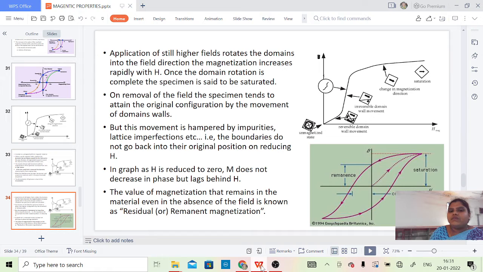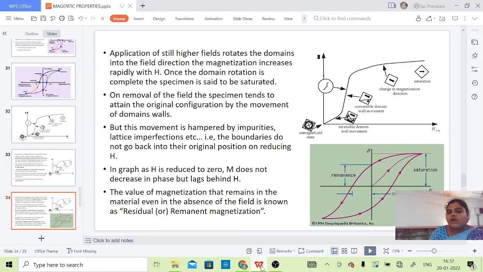Once we remove the field, the specimen tends to attain the original position by the movement of domain walls again. But this movement is hampered by impurities, lattice imperfections, etc. That is, the boundaries do not go back into their original position on reducing H, because here H is reduced to 0. M does not decrease in phase but lags behind H.